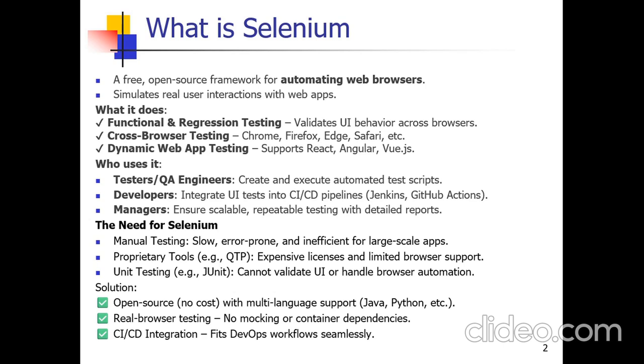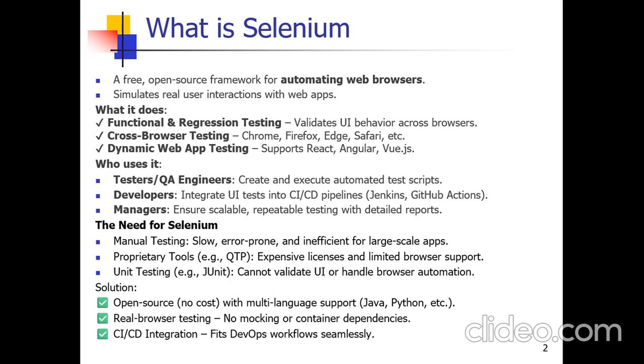So what can Selenium do? It helps ensure your UI behaves as expected across multiple browsers like Chrome, Firefox, Edge, and Safari. It enables cross-browser and cross-platform testing. It integrates seamlessly into CI or CD pipelines using tools like Jenkins or GitHub Actions.